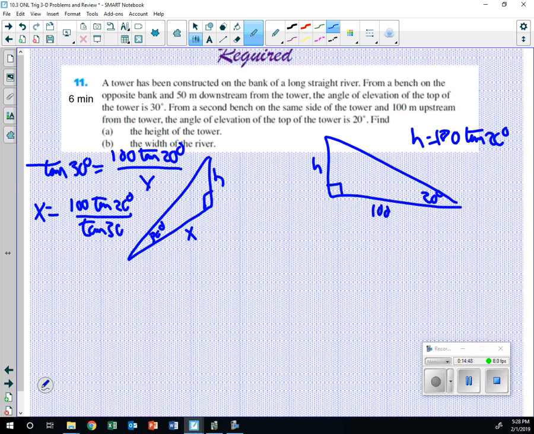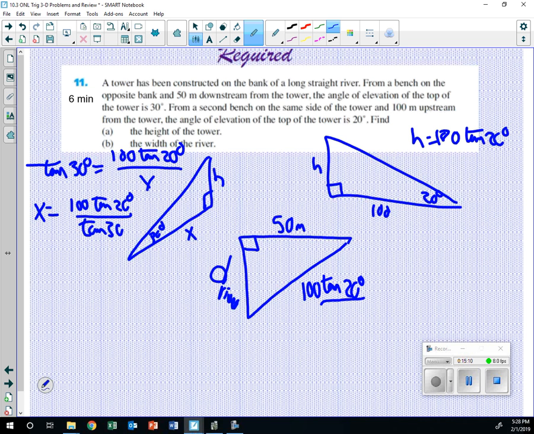Once you have this x, then that's the hypotenuse of this base triangle, which has the distance across the river, has 50 meters given, and then you calculate this x, which is 100 tangent of 20 over tangent of 30. By the way, tangent of 30 is 1 over the square root of 3.